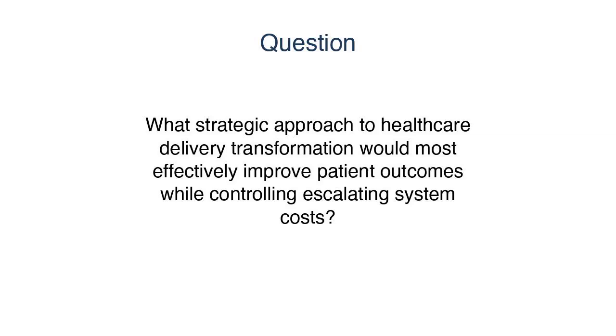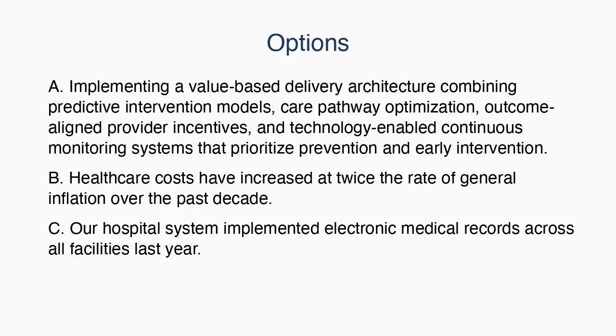Question 16. What strategic approach to healthcare delivery transformation would most effectively improve patient outcomes while controlling escalating system costs? Here are your options. A. Implementing a value-based delivery architecture combining predictive intervention models, care pathway optimization, outcome-aligned provider incentives, and technology-enabled continuous monitoring systems that prioritize prevention and early intervention.